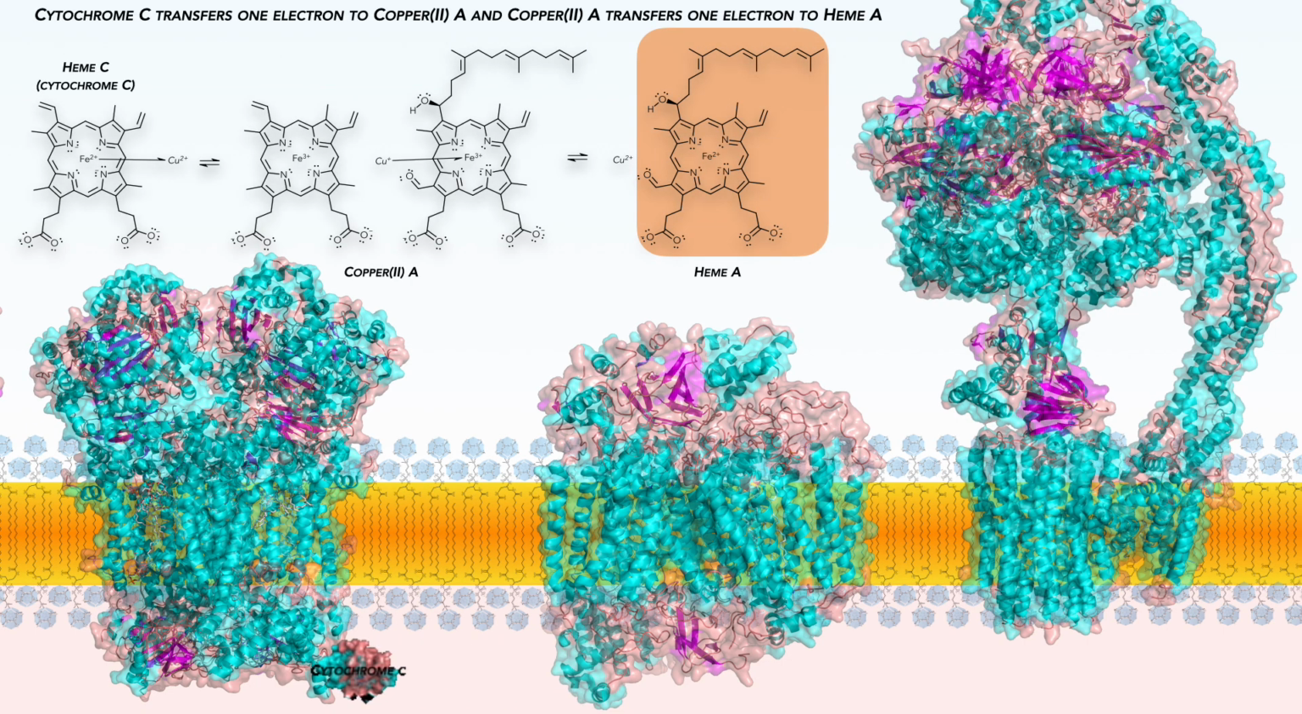Complex 4 is the final enzyme of the respiratory chain. Here, four electrons are ultimately transferred to molecular oxygen, reducing it completely to water. Each reduced cytochrome C delivers one electron to the copper A center, which then transfers that electron to heme A. Heme A serves as the final relay before electrons enter the catalytic oxygen reducing center.